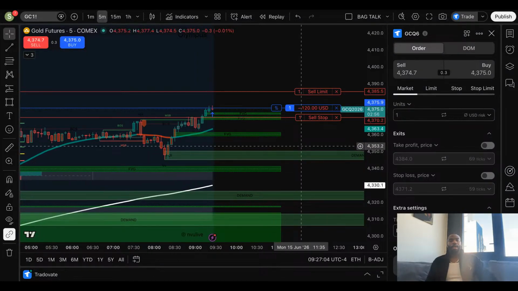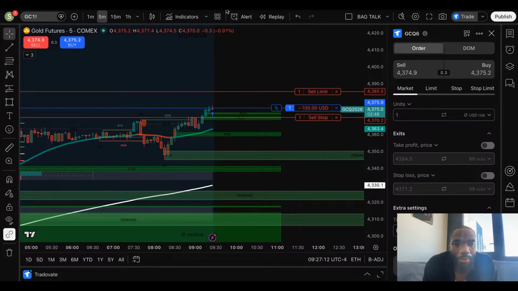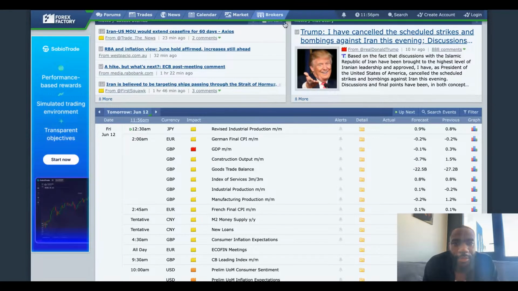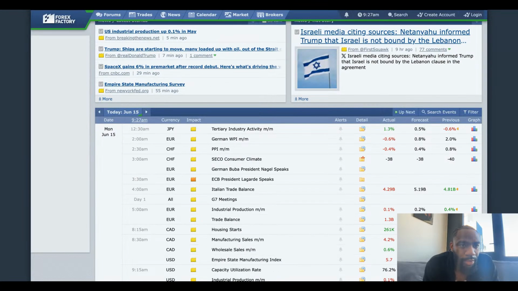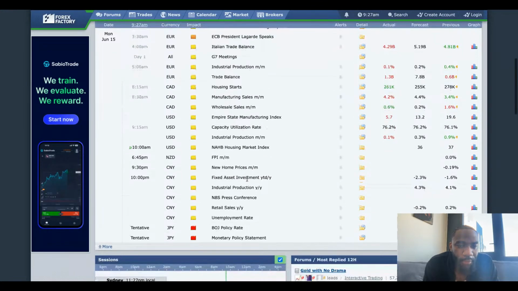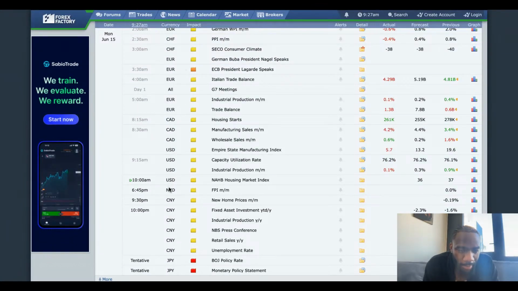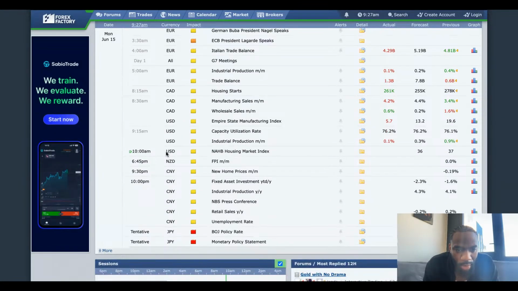For those of you that are new, you'll check to see if there's any red folders for USD showing high impact news, or orange folders that can impact what's going on. At 10 o'clock there's supposed to be some kind of news, but it's a yellow folder, so it shouldn't affect the market too much. So you can go there to check what's going on for the day.